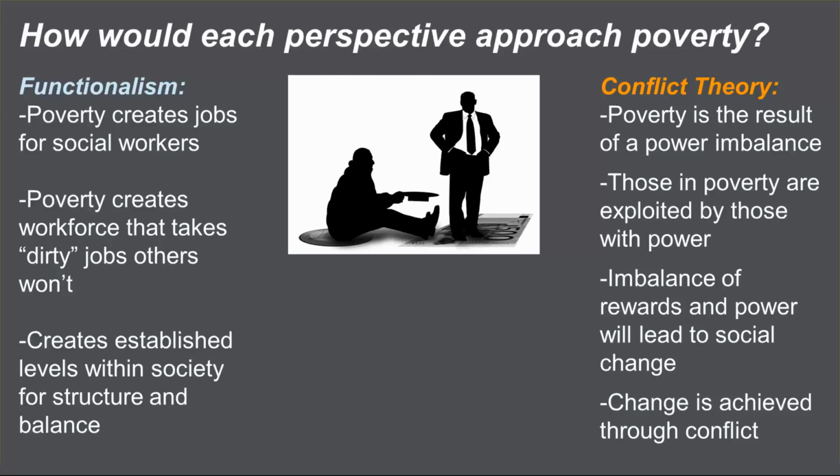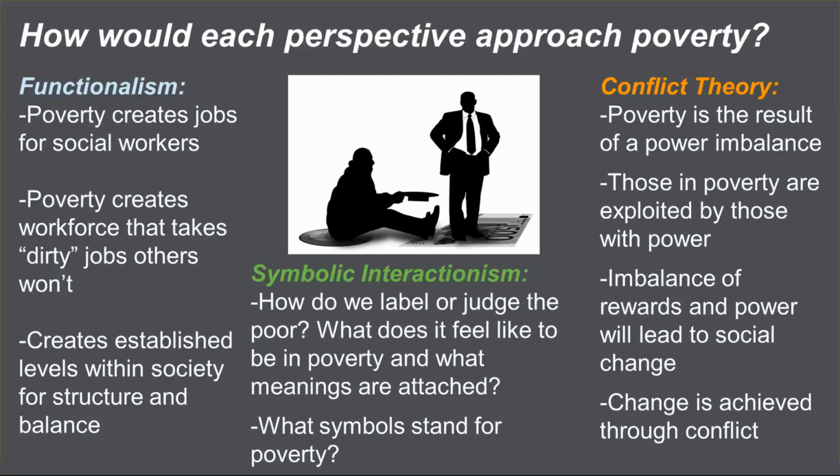Conflict theory would be on the opposite side. They'd say it's really a power imbalance. Those in poverty are being exploited by those with power, and that imbalance of rewards and power is going to lead to social change, and that change is through conflict. Finally, you've got symbolic interactionism looking at it very differently. They would look at how we label or judge the poor. What's it feel like to be in poverty? What are the meanings attached to that? And what do the symbols of poverty stand for?